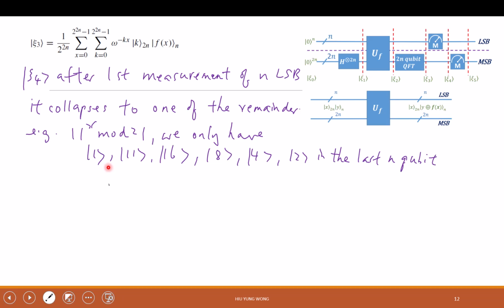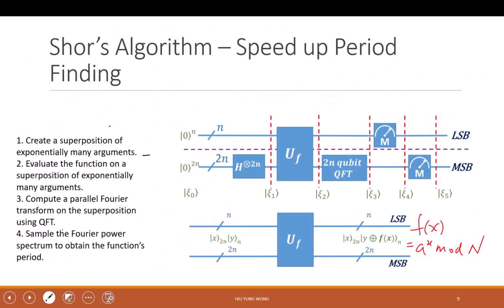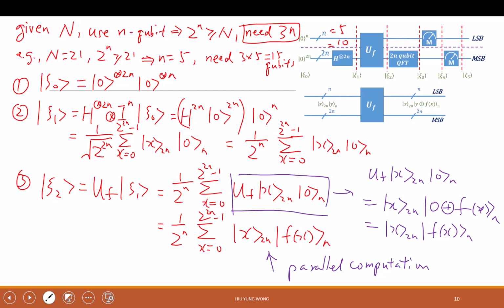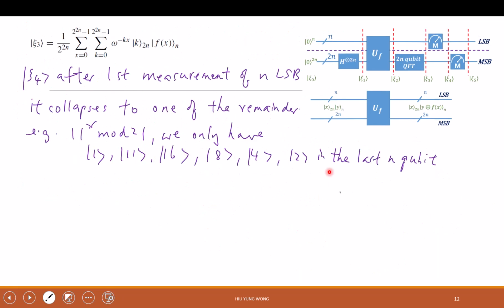So do you have 2? No, because f of x cannot be 2 for this case. You never have a remainder of 2 as we calculated earlier. We only have these remainders 1, 11, 16, 8, 4, 2, right? Do you understand what I'm talking about? That is because we have the quantum oracle force this last n qubit to only have these 6 possible values. Okay? So it will collapse to one of the f of x.